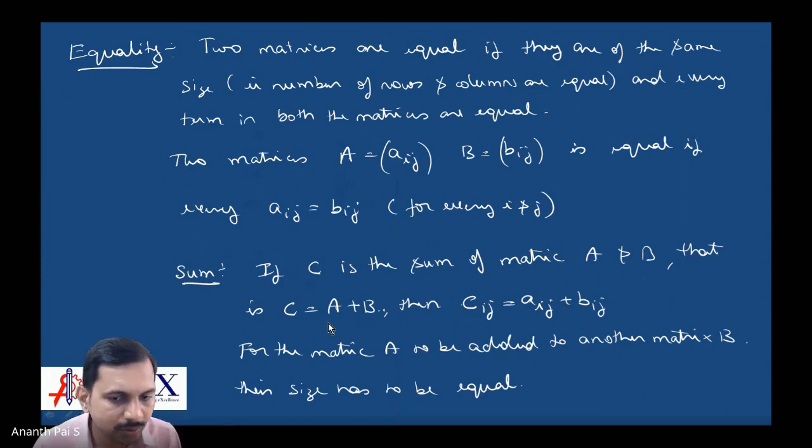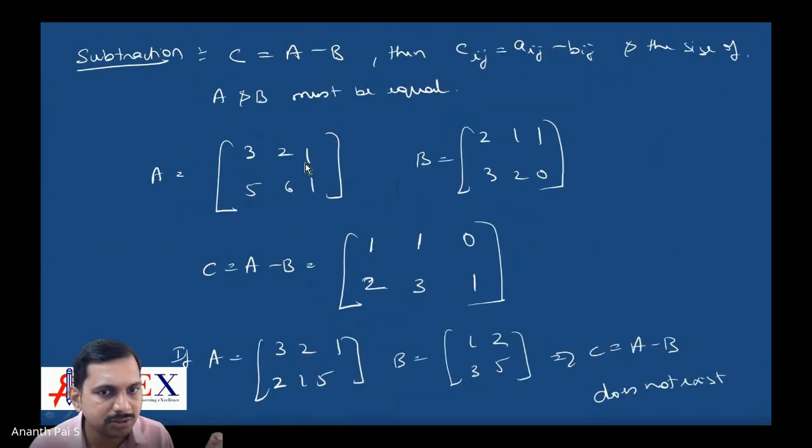You can add two matrices by adding corresponding numbers. If you add, you get the addition of two matrices. Subtraction: for example, A is 3 2 1 5 6 1, B is 2 1 1 3 2 0. Then 3 minus 2 is 1, 2 minus 1 is 1, 1 minus 1 is 0, 5 minus 3 is 2, 6 minus 2 is 3, 1 minus 0 is 1. This is subtraction.